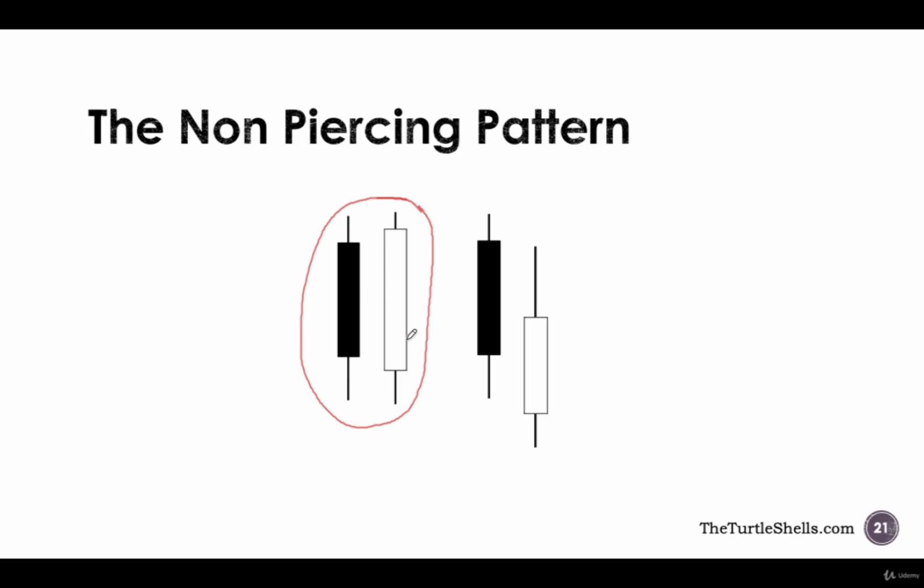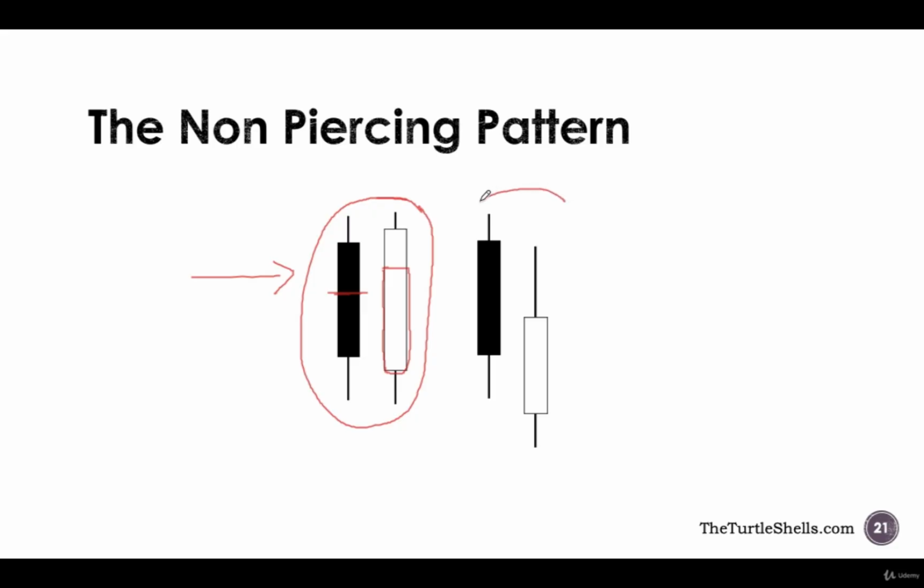Normally in a piercing pattern, the close is above the midpoint of the prior black real body. So if the closing of this candle were somewhere here and not here, then I would call it a piercing pattern. Okay. Since the closing has been above the open of the prior black candle, it becomes a bullish engulfing pattern. So that is why this is not a piercing pattern. This is a bullish engulfing pattern, which is even more powerful than a traditional piercing pattern.